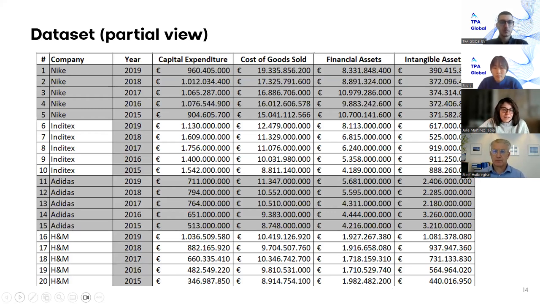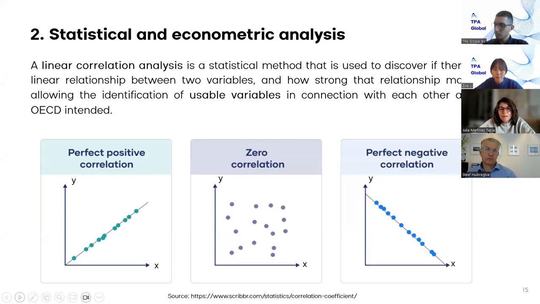We have got these columns: the company, the year, which goes from 2015 to 2019. And then we have included here just four variables, but as I just said, it was 15. Here you can see capital expenditure, cost of goods sold, financial assets, and intangible assets. And we collected this information from the financials of these entities or groups, because these are the consolidated figures for fiscal years 2015 to 2019. So that was how the data set was composed.